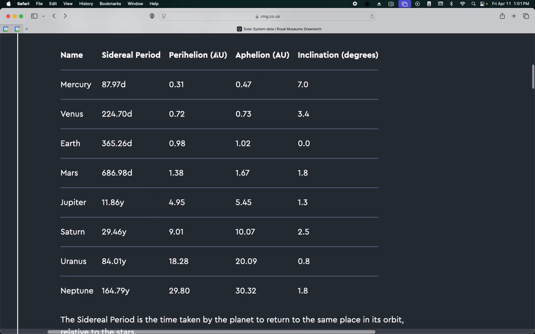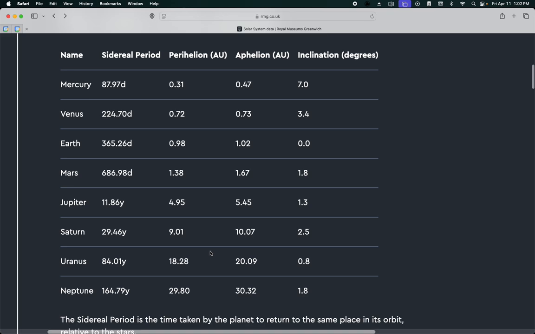Also, distance is measured in astronomical units. They show the perihelion and aphelion. That's the closest point and the farthest point. So we're just going to combine these data and just average them.